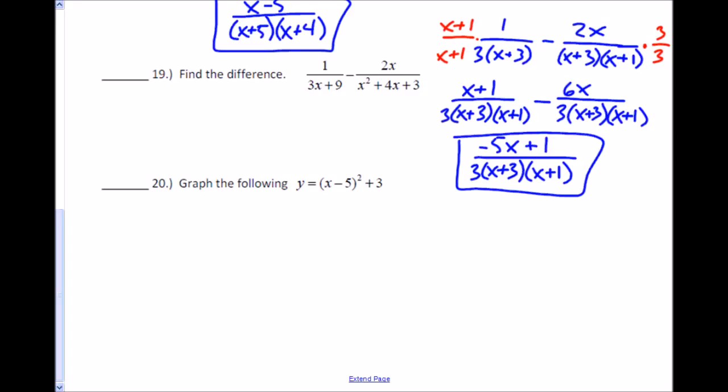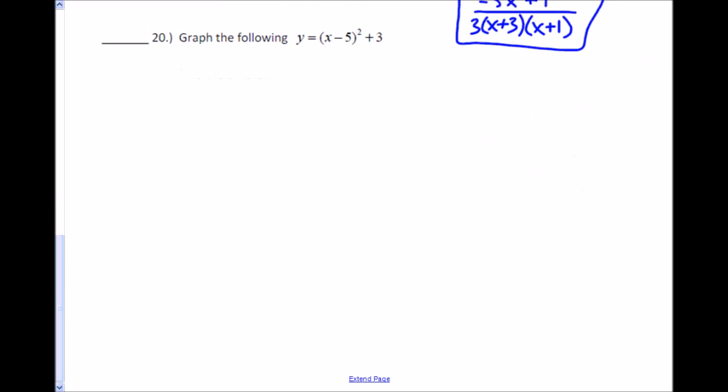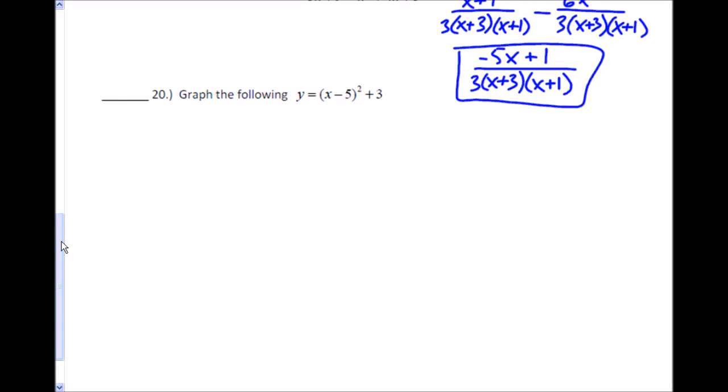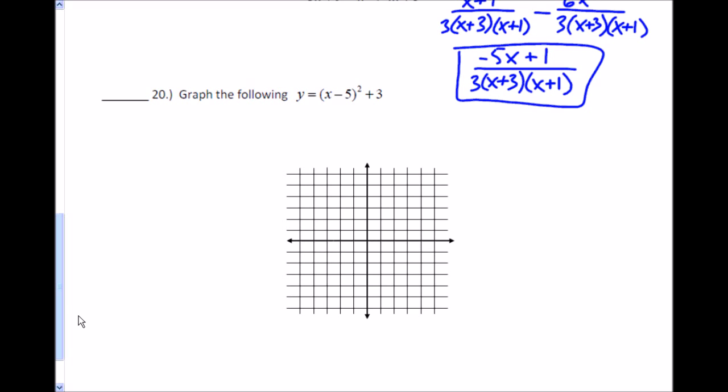On number 20, it asked me to graph the following. And I suppose I should have a graph on here. Let me go grab that. So now I've got my graph here, and really the best way to do this, since we haven't really talked about vertex form, is I would just do an XY chart. And remember, you have to keep this XY chart going until you find the vertex. So you got to keep going until you find the vertex. So I'm going to start with 0, 1, 2, 3, 4, 5, maybe 6, and that should do it for us.